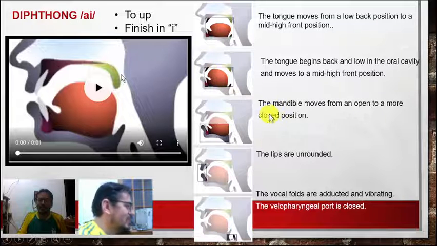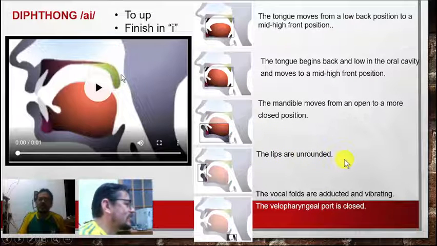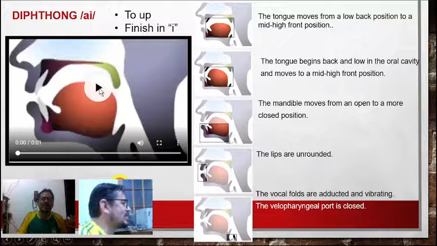The mandible moves from an open to a more closed position. The lips are unrounded. The vocal folds are adducted and vibrating. Okay. The velopharyngeal port is closed. Okay, let's see the next diphthong.